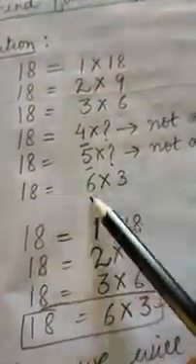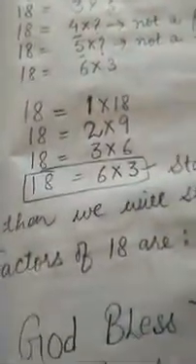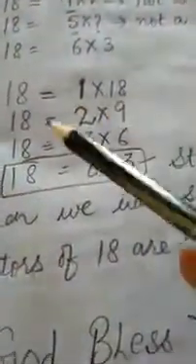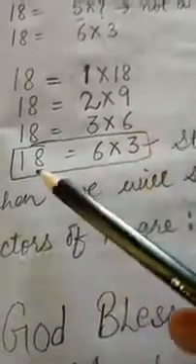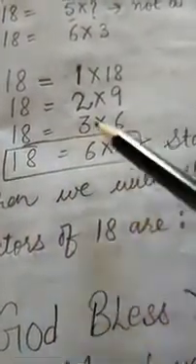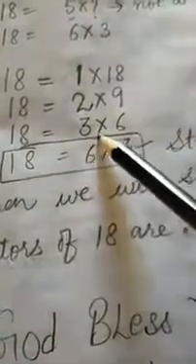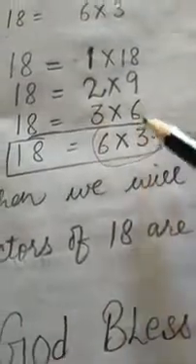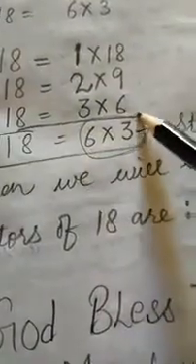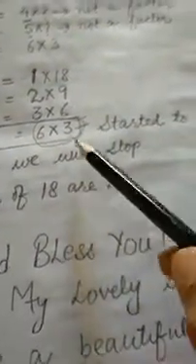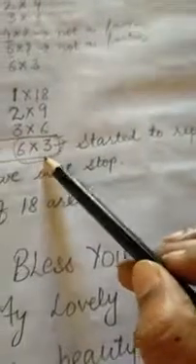Now next is 18, 6 multiplied by 3. You have observed how we have written 18 is equal to 1 multiplied by 18, 18 is equal to 2 multiplied by 9, 18 is equal to 3 multiplied by 6 and 18 is equal to 6 multiplied by 3. 4 and 5 we have not written. From here you can see these start to repeat. Firstly we have written 3 multiplied by 6, next we are writing 6 multiplied by 3. When these start to repeat, we stop writing. Now these have started to repeat, so we will stop here.